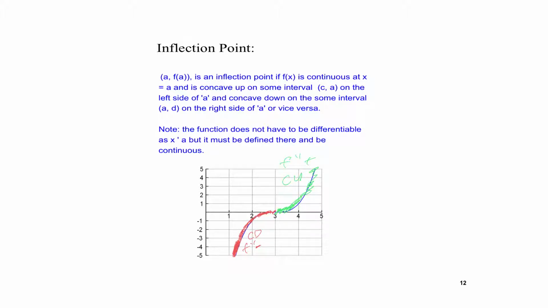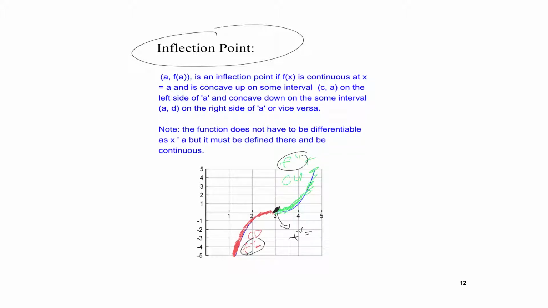So now let's get to the definition of what an inflection point is. You can read this on your own, but an inflection point is the point where, number one, the concavity changes from either concave down to concave up or the other way around, depending on what the graph looks like. In other words, this point here is a neutral point. It is neither curving up nor curving down.